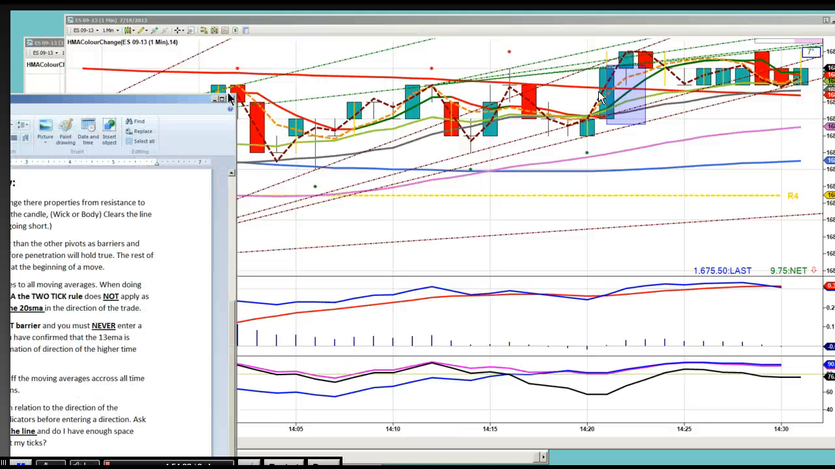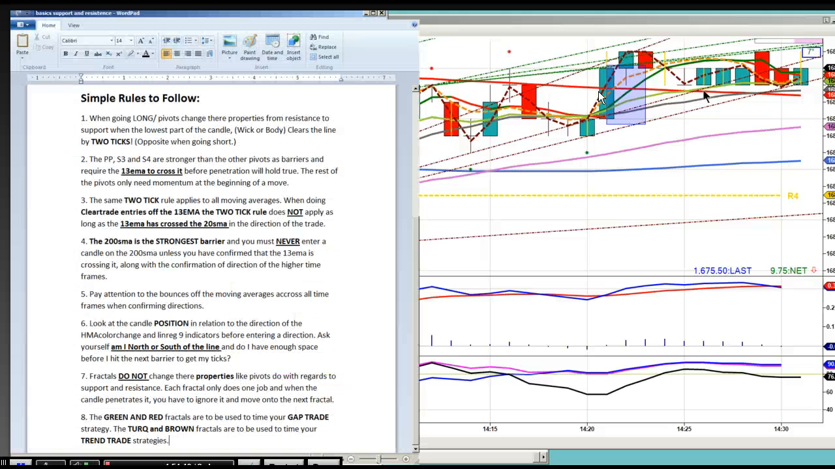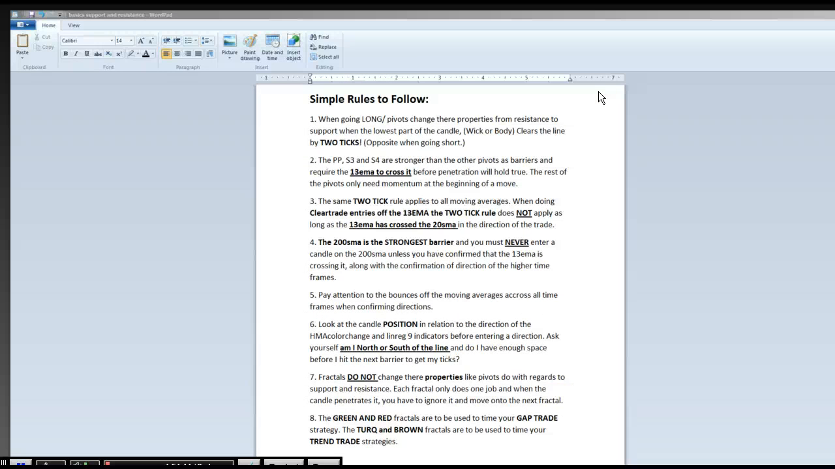Remember, it's these simple rules that you can follow. Never enter a candle on the 200 SMA unless you confirm the 13 EMA is crossing it. Very, very important. And make sure that your higher time frame is confirming it as well.